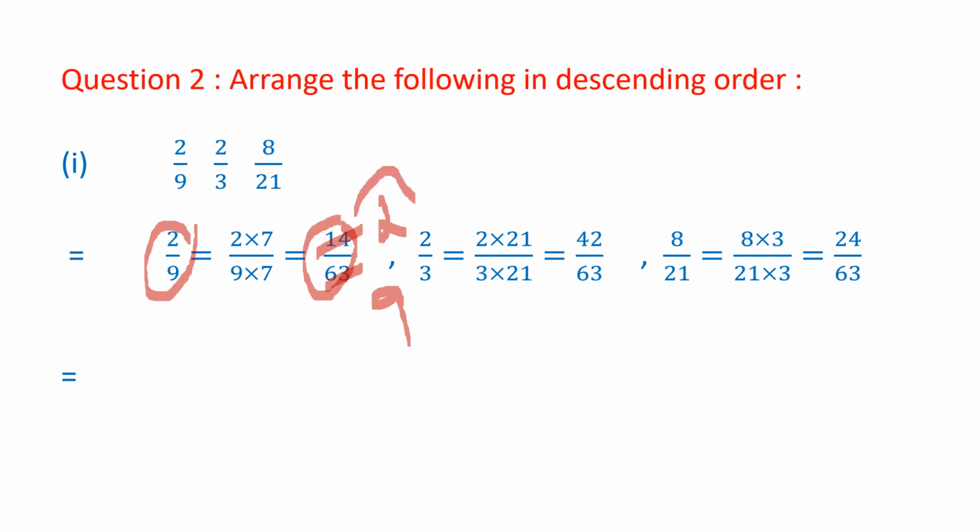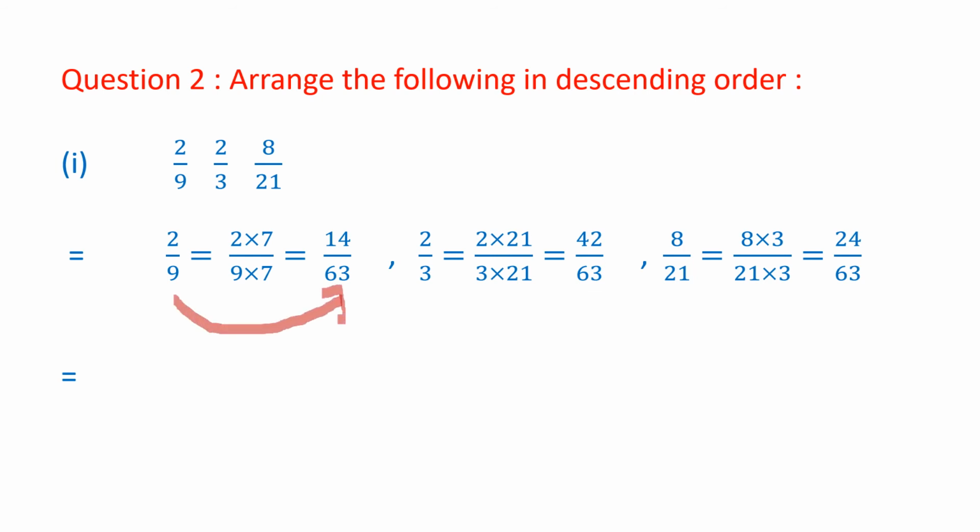So can you see 2 by 9? That means 2 by 9 and 14 by 63 are equivalent fractions. We have seen what equivalent fractions are, right? Their value is the same but they look different. So their value is what? Their value is 2 by 9 itself. When you cut, you get 2 by 9 itself.